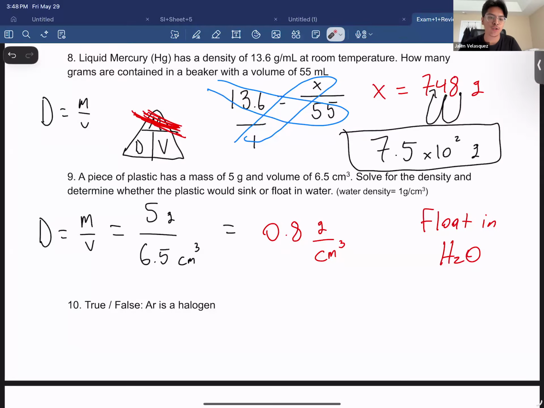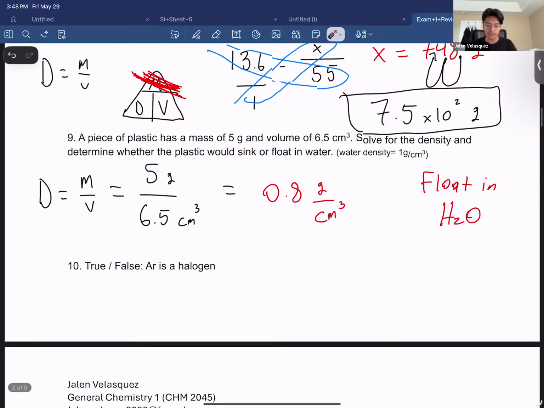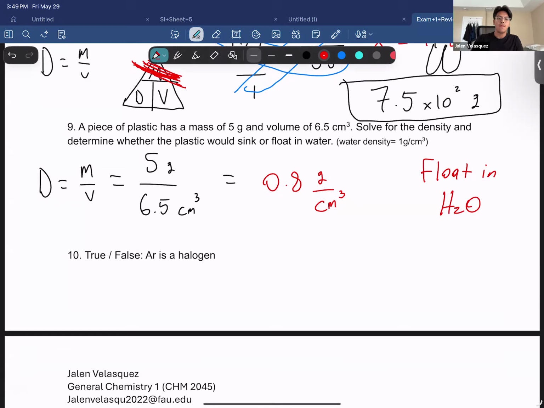Number 10, true or false, argon is a halogen. What do we think there? For number 10, this is false. Argon is not a halogen. Do we know what argon is?